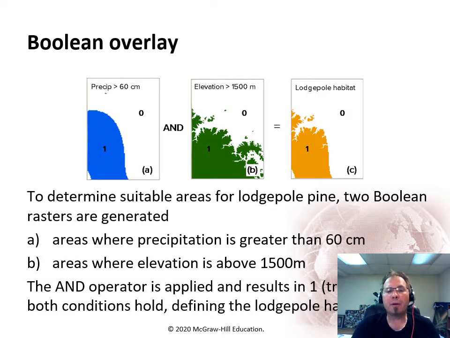So here's another very simple example of a Boolean overlay. All right, so we have precipitation areas that are greater than 60 centimeters, and you can see in the blue here, that's 1, and everything else is 0. So the areas in blue match that criteria, everything else does not, and it gets a 0. It's 1 or 0, true, false, yes, no. It's great. Same thing with elevation. So everything greater than 1500 meters is in green in the middle section here, and everything else is a 0. And finally, the lodgepole habitat, which is a type of tree.